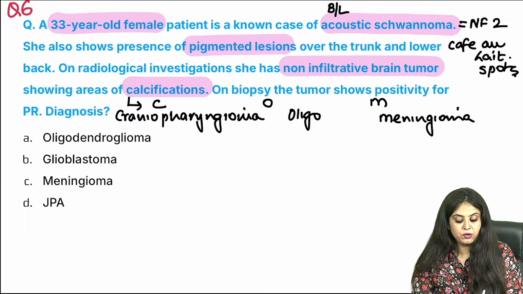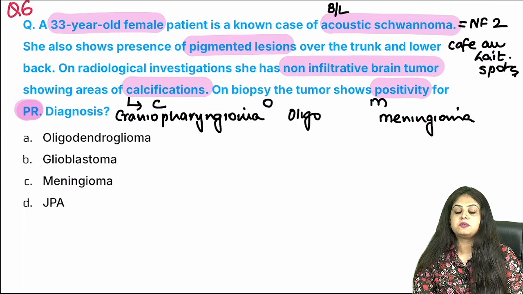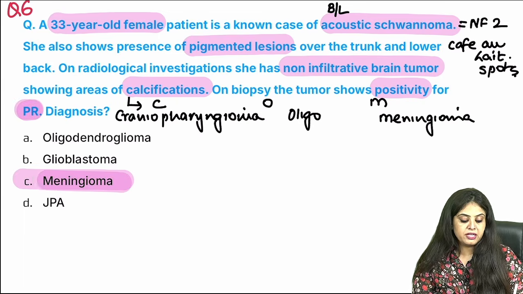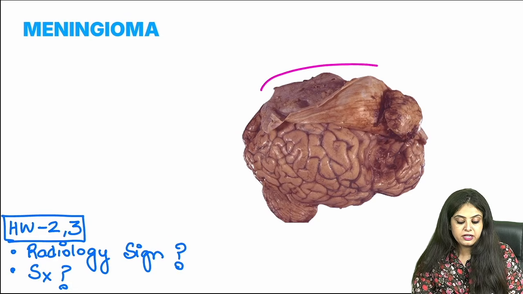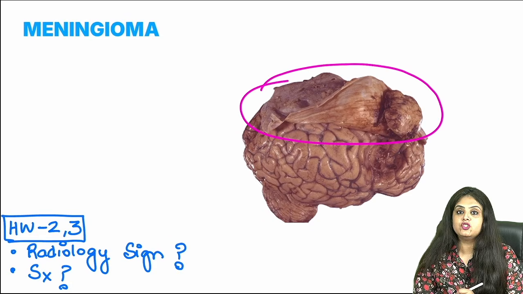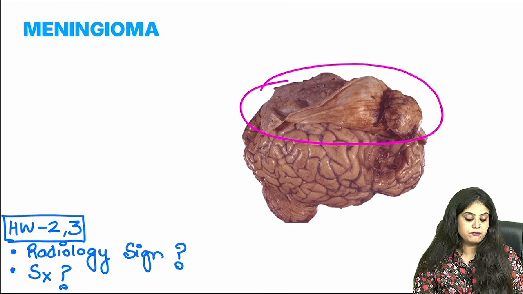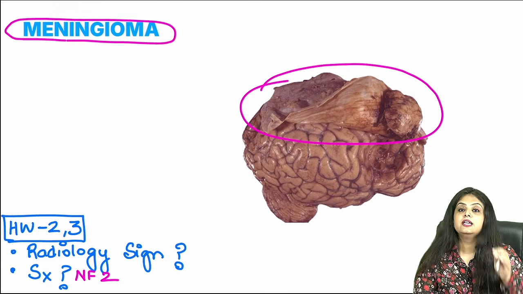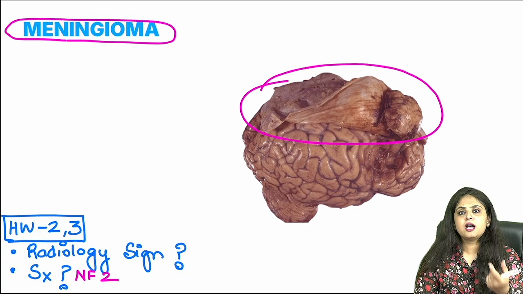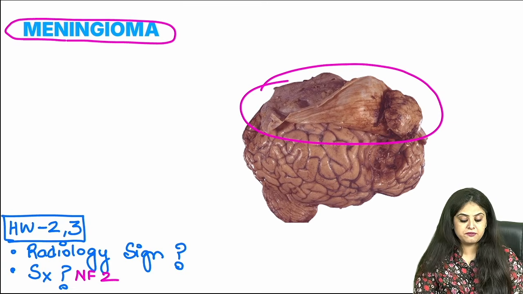As soon as they say positivity for progesterone receptor, we know that we are going in for meningioma, because this is the tumor that they're talking about. They said non-infiltrative, matlab it is arising from the meninges. One homework I have already done for you, because the syndrome that they have mentioned over here is neurofibromatosis 2. This is a meningioma which is seen in neurofibromatosis 2. So I've done half of your homework, why don't you do the rest of the half?